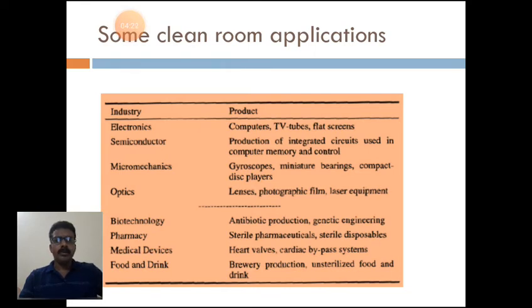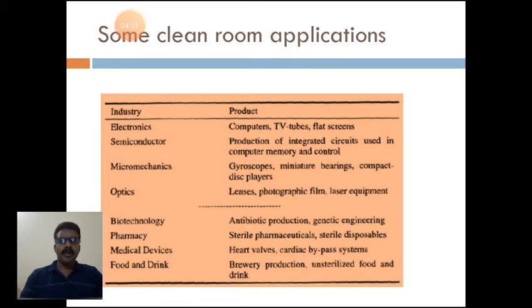The uses of clean rooms are diverse. Some of the applications are listed here. Clean room applications can be broadly divided into two. One, those industries where dust particles are a problem, and their presence even in sub-micrometer size may prevent a product functioning or reduce its useful life.